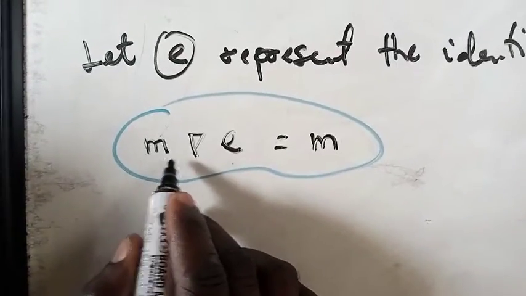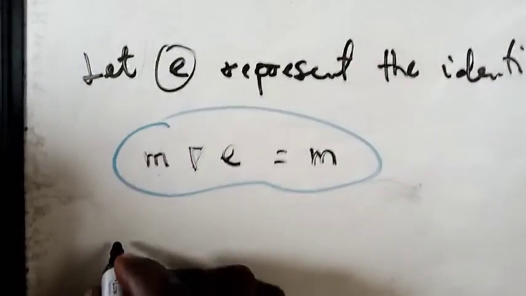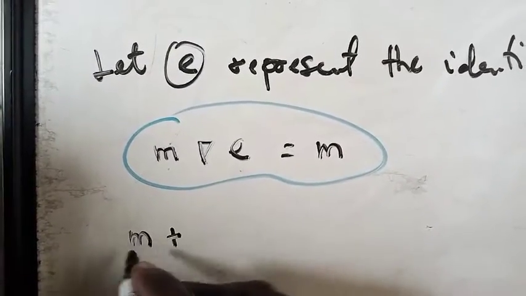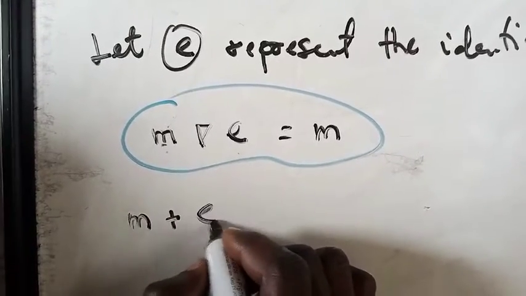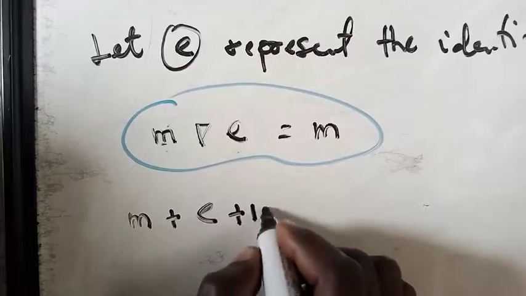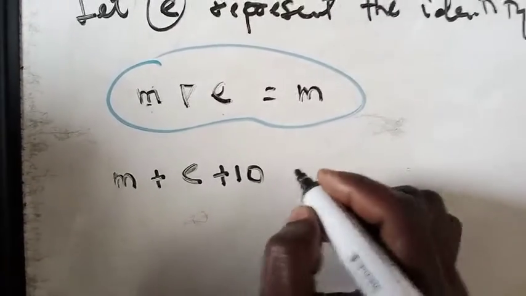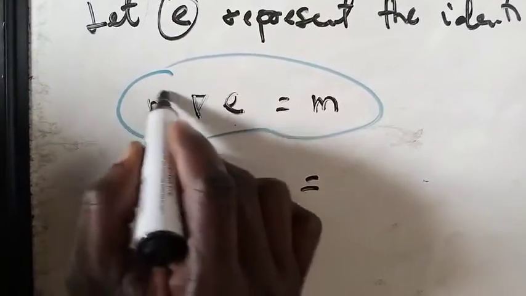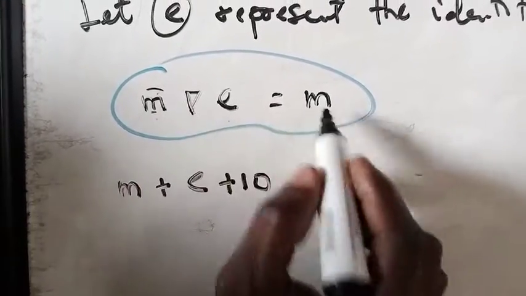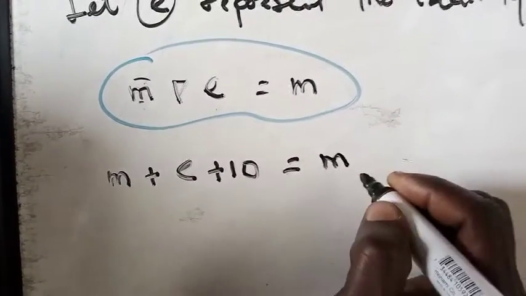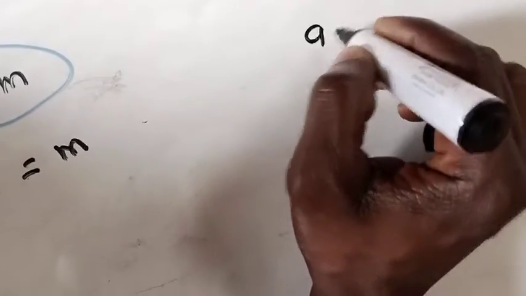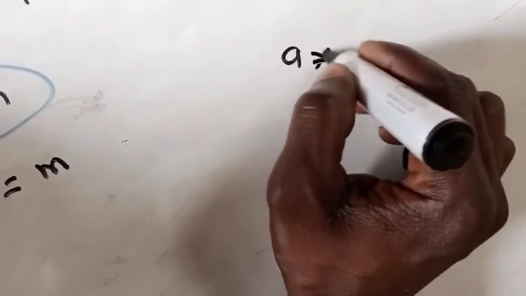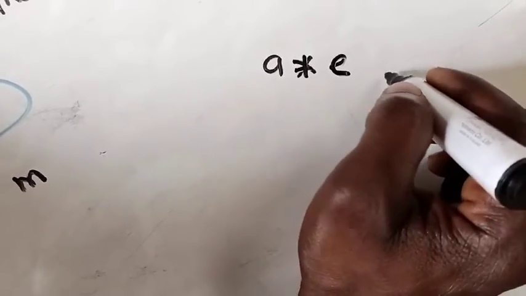So here we know that if you want to combine two people, this is how you should combine them: the first person, M, plus the second person, which is the identity element E, then you add 10 to that. Everything should be equal to the same person you are combining the identity with, which is M. If the letter changes, let's say you have A combined with E, this should be the definition.